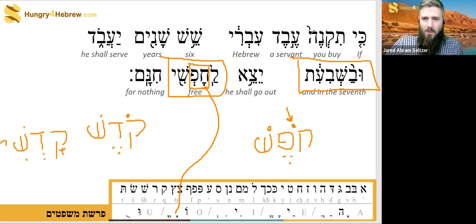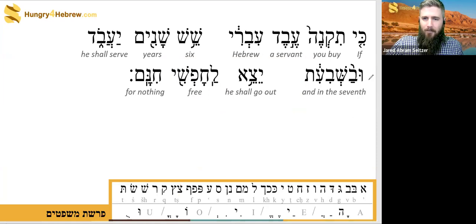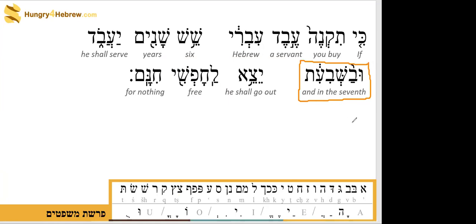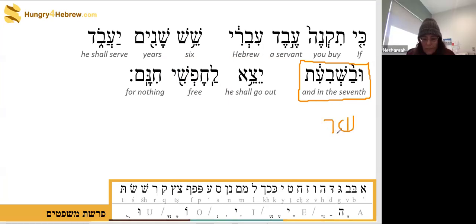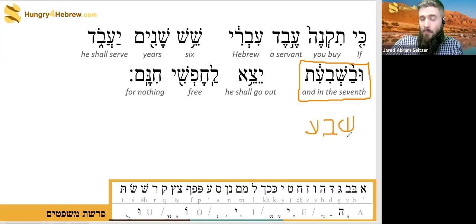Do you recognize all the words in this verse? Anything here you don't recognize? You can see from the translation, uvashvi'it. What's the root? Shva. Exactly. The root, the number 7, is sheva. So here we've got the root right there, and this makes it ordinal. The 7th, uvashvi'it.